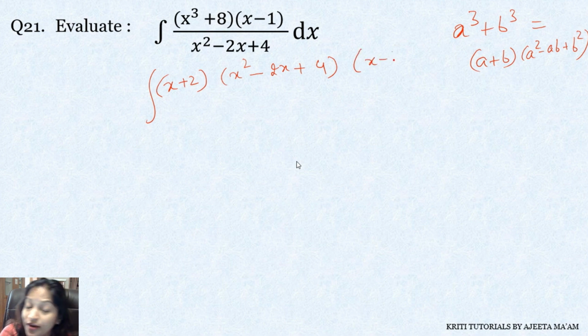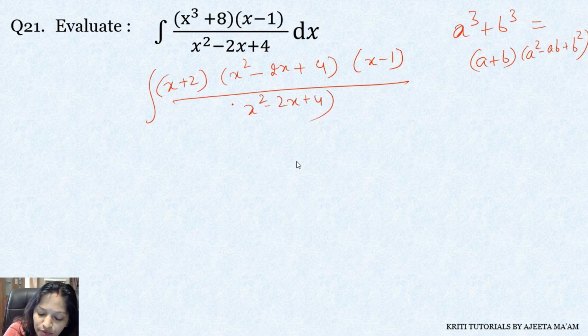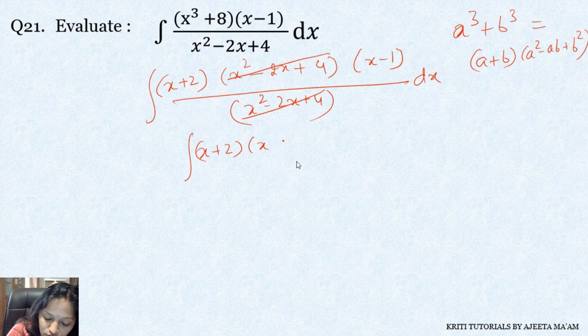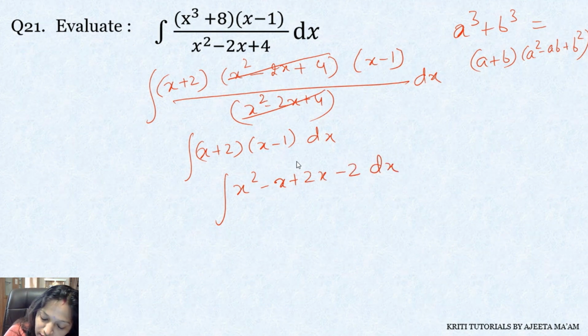Oh, no need to factorize the denominator. See, we are getting the same factor in both numerator and denominator. So this becomes a very, very easy question. Okay? Correct? So x square minus 2x plus 4, the entire factor is cancelling out. So you get here x plus 2 and x minus 1. So let's multiply it and integrate it. So on multiplication, what do you get? x square minus x plus 2x minus 2. Let's simplify it. x square plus x minus 2 dx.